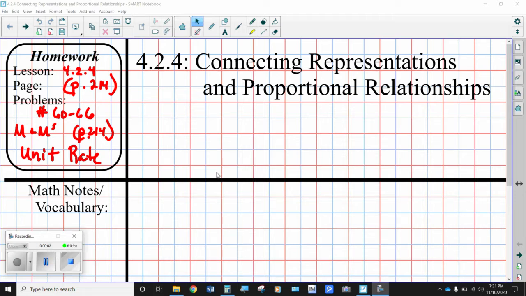Alrighty, let's get to lesson 4.2.4. This is the last lesson that's going to pertain to all the information we've been learning so far in Chapter 4. The Chapter 4 test is going to be coming up right around the corner. So this is where we're going to connect the representations of proportional relationships.